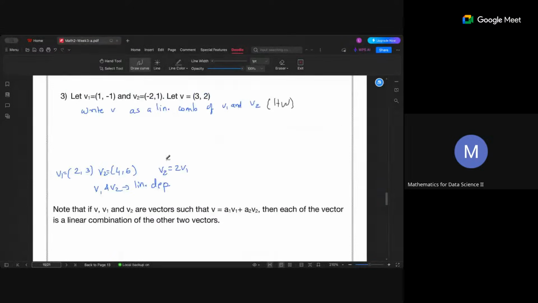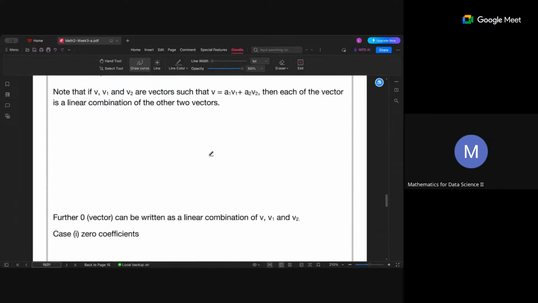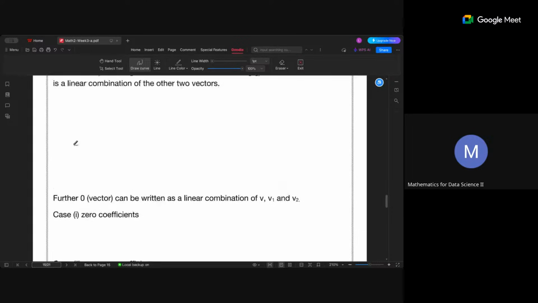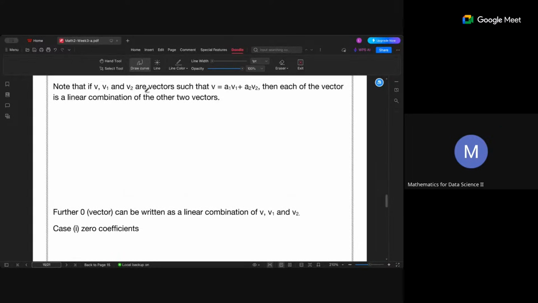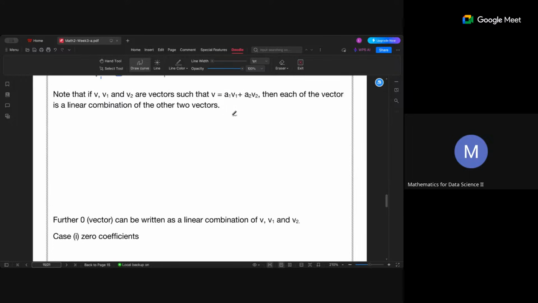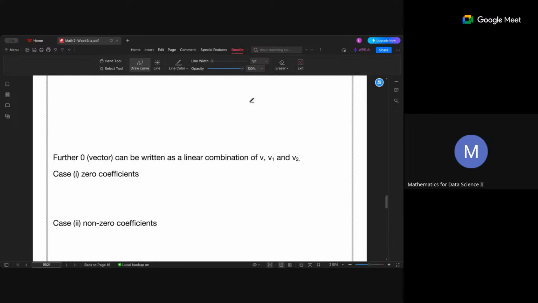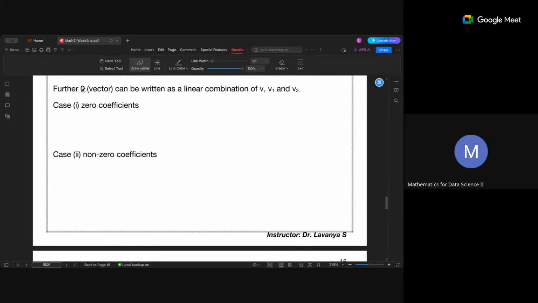Okay. So why are we looking at the linear combination? Because we are going to see something very important here. Note that if V, V1, V2 are vectors such that V equals A1 V1 plus A2 V2, then each of the vectors is a linear combination of the other two. We can do some rearrangement and write the other vectors also as a linear combination, assuming that A1 and A2 are non-zero. Further, 0 can be written as a linear combination of V1 and V2.